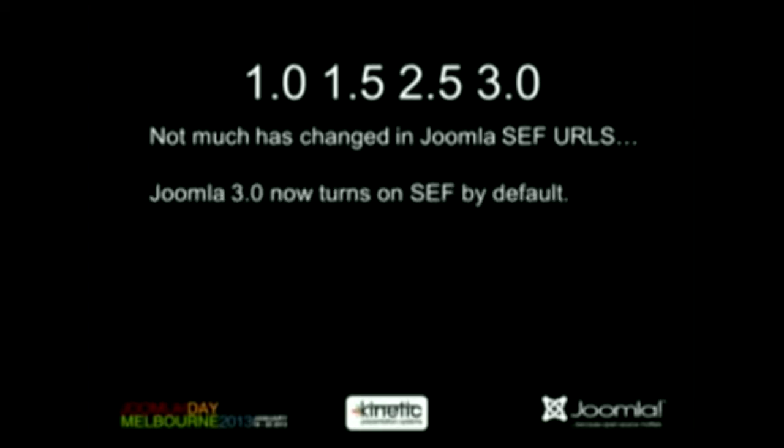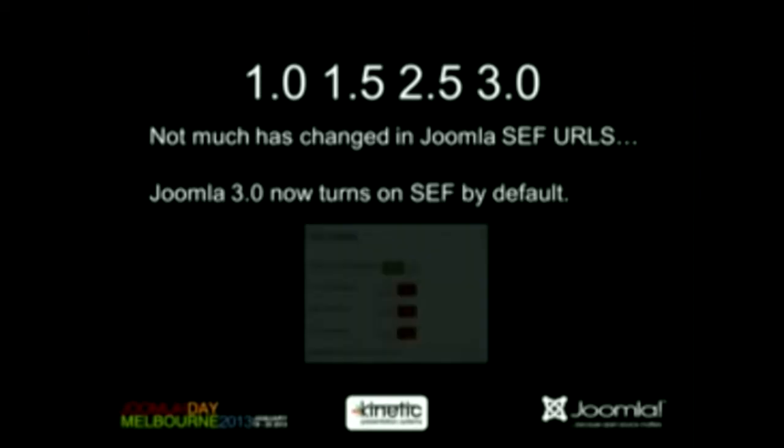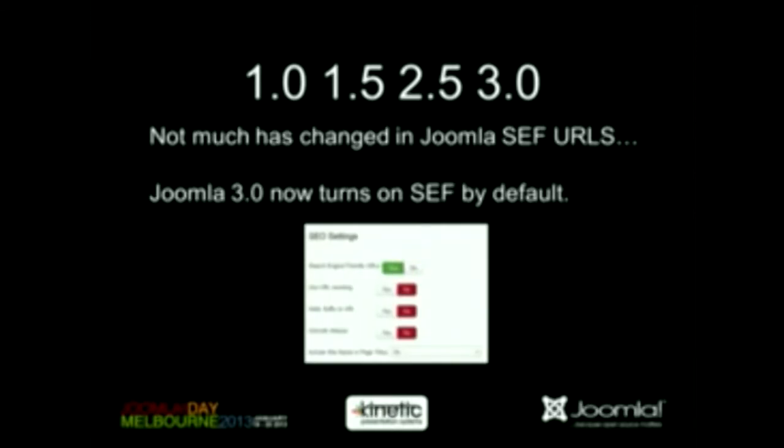So obviously not much has actually changed, but there are a few things to note with going from 2.5 to 3. The big one is that Joomla 3.0 turns on SEF by default. So when you do your installation, it will automatically switch on search engine friendly URLs and be activated out of the box. And so that's a shot of the global settings there, and you can see that it's set to yes.